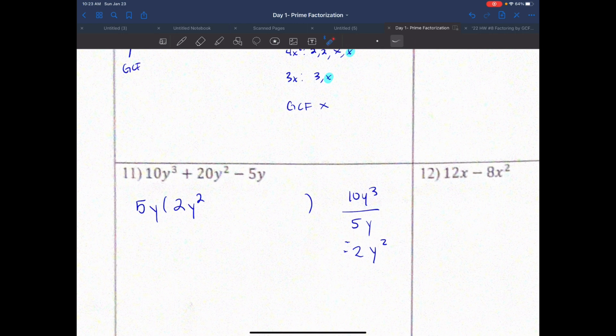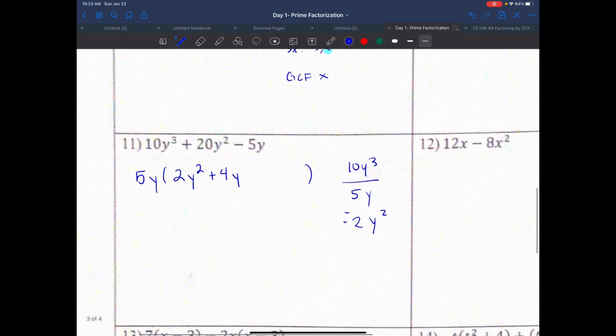And then let's see, 5y times something is going to give me 20y squared. Well, we know that 5 times 4 is going to give me 20. So I'm going to put a positive 4 here, and then y times something is going to give me y squared, which is just y. And to verify, if you don't know, 20y squared divided by our GCF: 20 divided by 5 is just 4, and y squared divided by y is just y. Exactly what we got here.